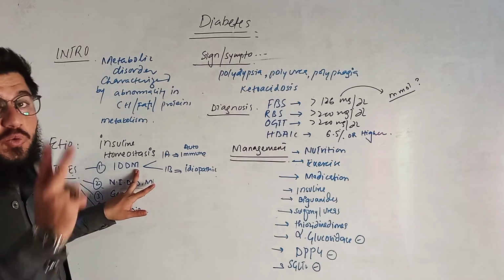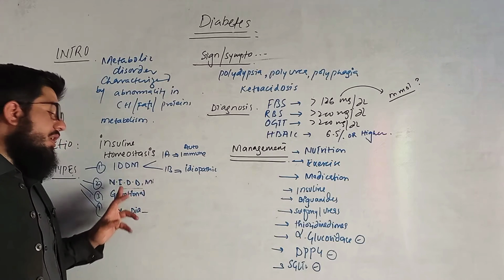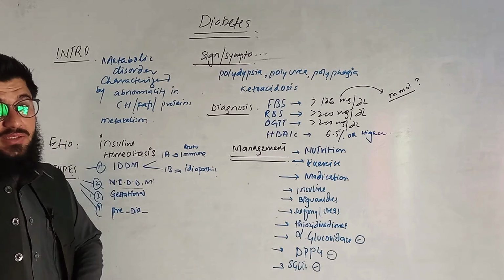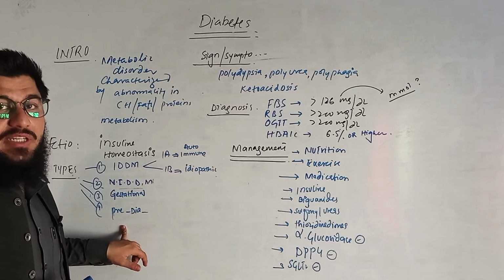So basically we have two types. Number one, insulin dependent diabetes mellitus. Number two, non-insulin dependent diabetes mellitus. And the third is gestational diabetes mellitus, and the fourth is pre-diabetes mellitus.